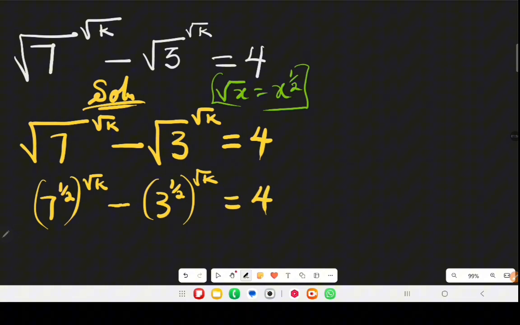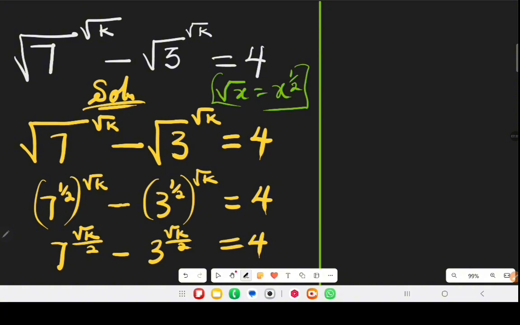Now we can multiply the powers. If we multiply the powers, half times root of k gives us 7 raised to the power of root of k all over 2, minus 3 raised to the power of root of k all over 2, equal to 4.